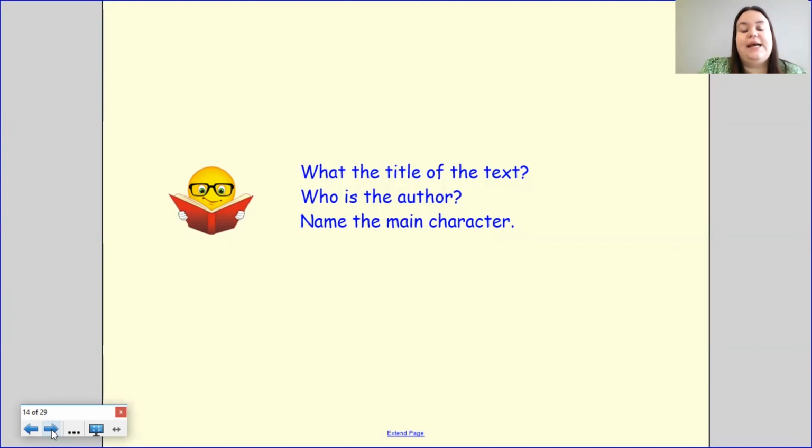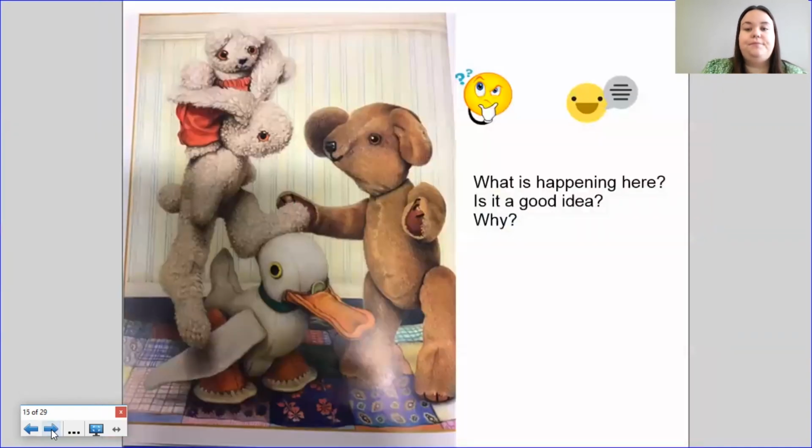What is the title of the text? Who is the author? Name the main character. Also, this part of the story starts with a picture, so you need to get your thinking caps on. What is happening here? Is it a good idea? Why or why not?